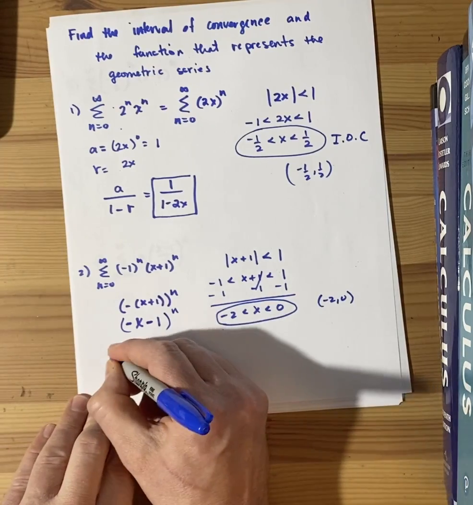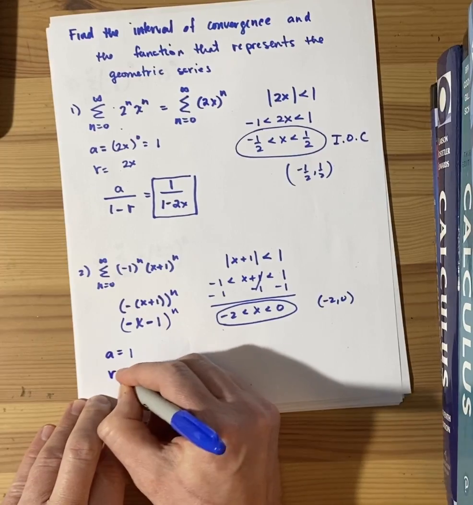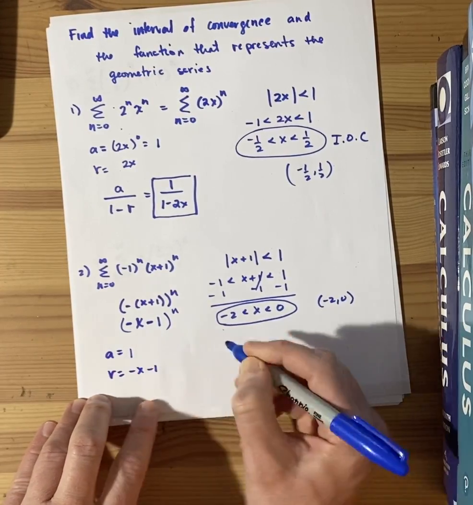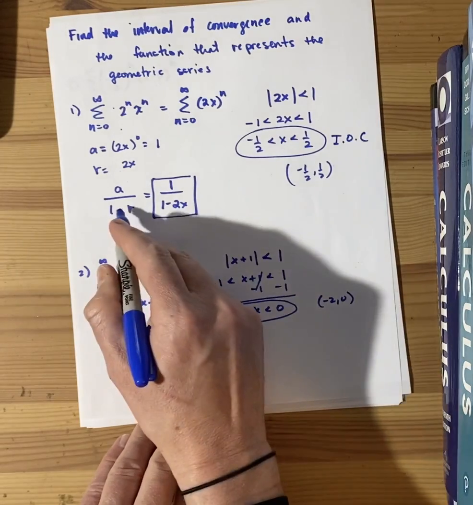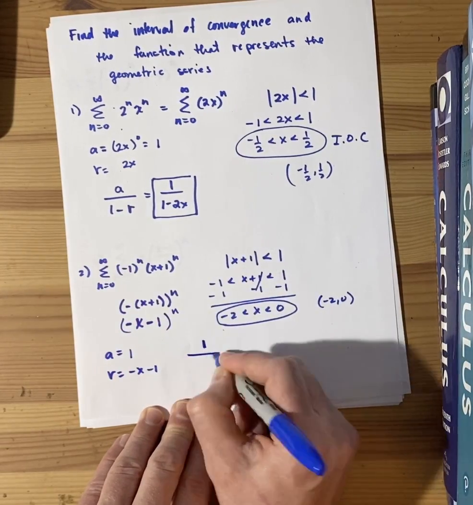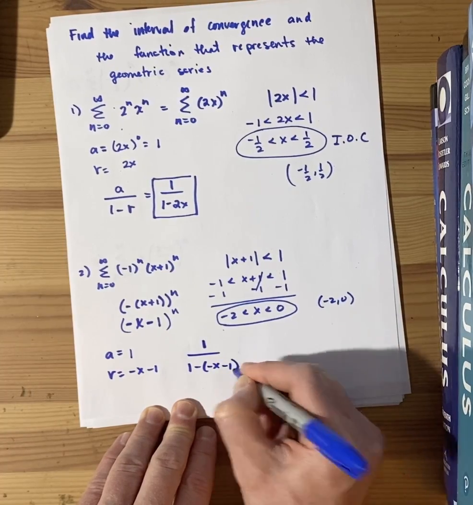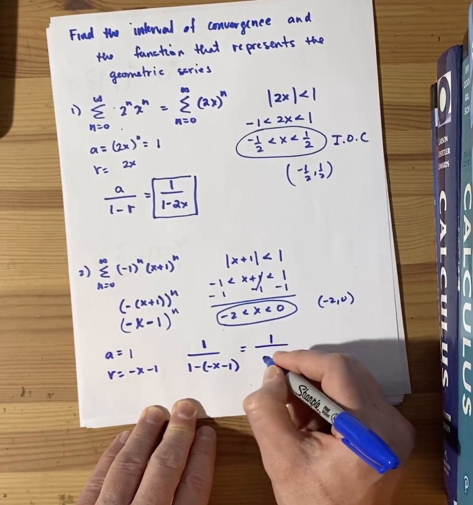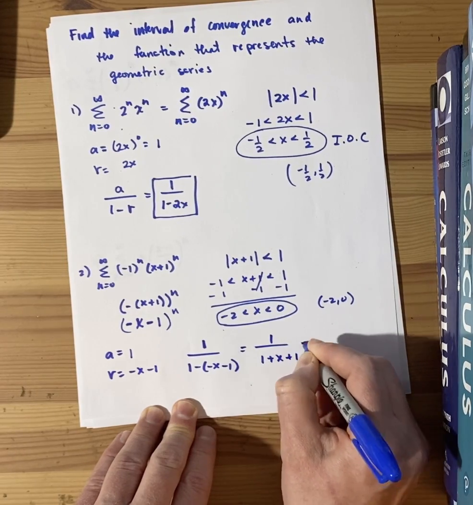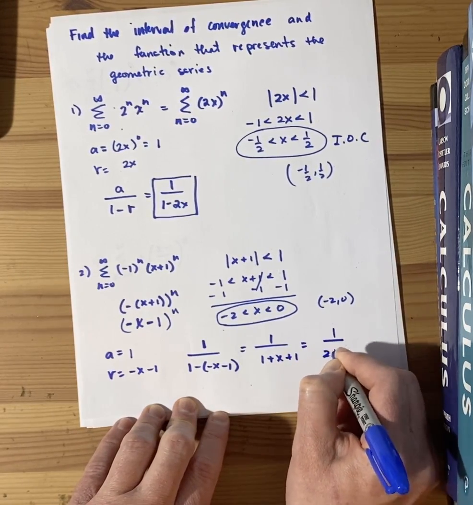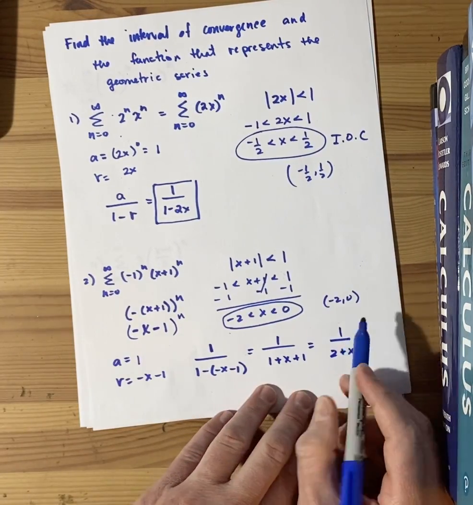So again, your first term, ours is very easy. You plug in 0, you get 1. Our ratio is going to be this negative x minus 1. So now when we write our function, going back to the formula, 1 is our a, 1 minus negative x minus 1, which we simplified to 1 over 1 plus x plus 1, or 1 over 2 plus x, or x plus 2, whatever you guys prefer.